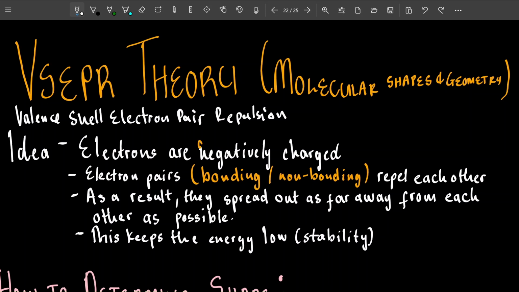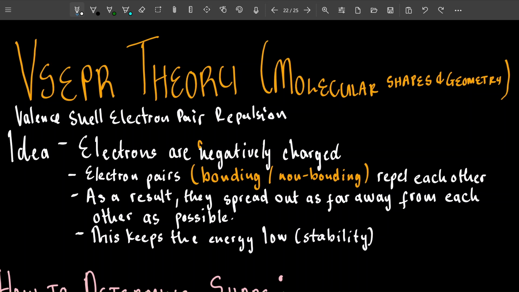Okay, so here's the idea, and what we use it for. This VSEPR theory is what helps us know the shapes of our compounds, the shapes of our covalent compounds. So we have things that have covalent bonding here, and we're going to use this VSEPR theory. And here is the idea.